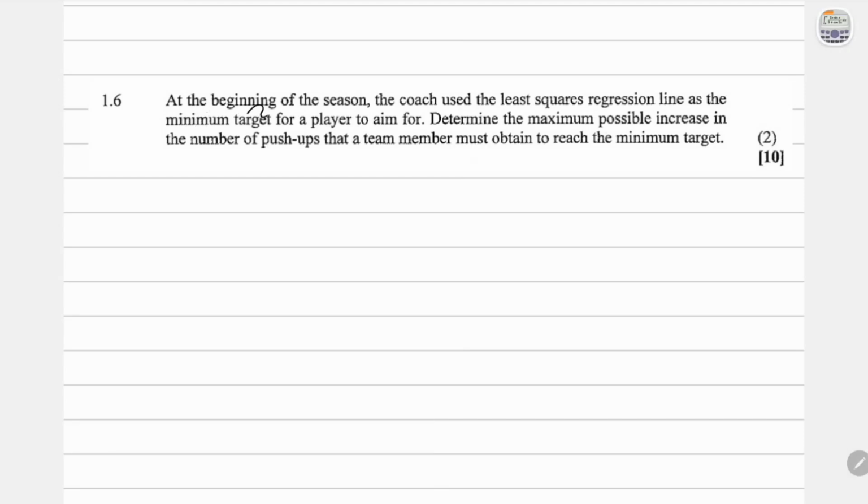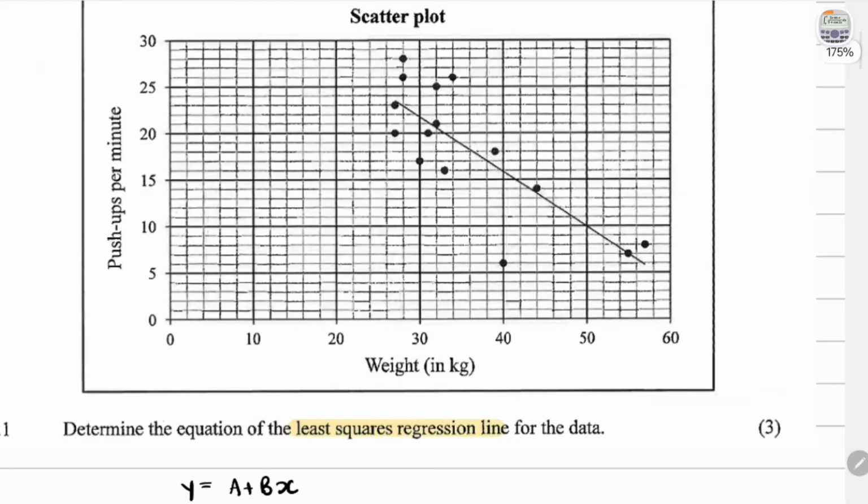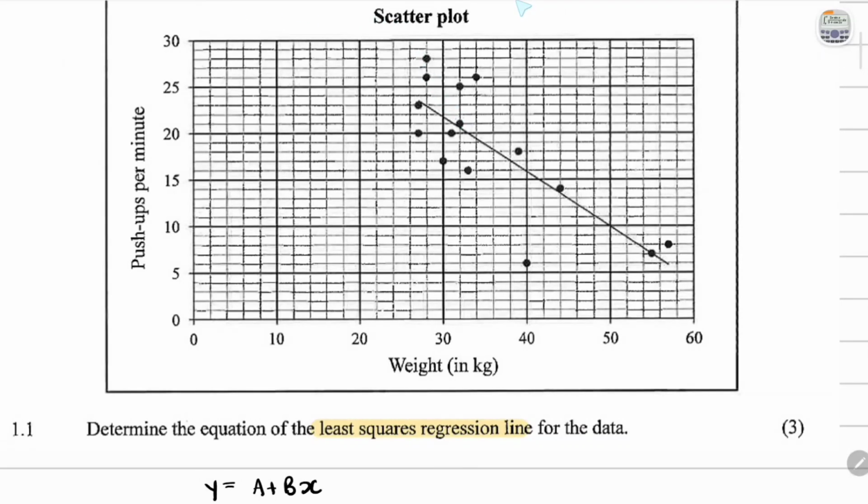Question 1.6 says, at the beginning of the season, the coach used the least squares regression line as the minimum target for a player to aim for. Determine the maximum possible increase in the number of push-ups that a team member must obtain to reach the minimum target. Okay, so that least squares regression line is now the minimum target. The coach is saying, everybody, depending on your weight, you all need to meet this as the minimum target.